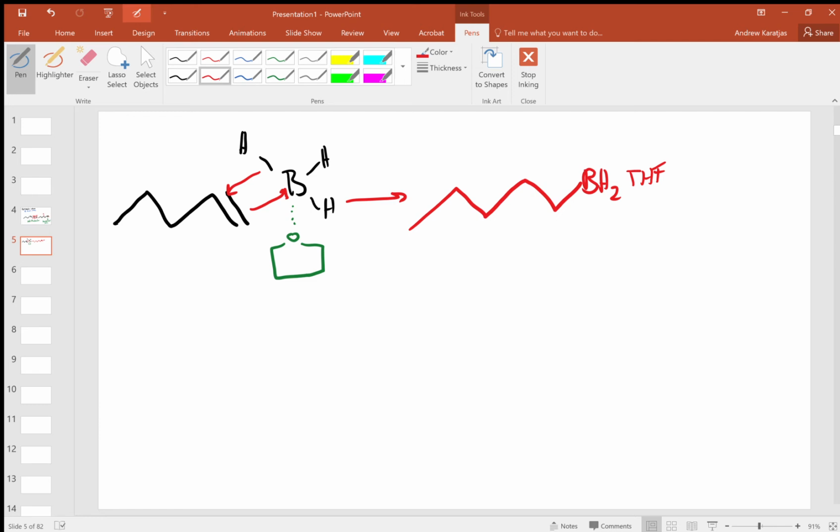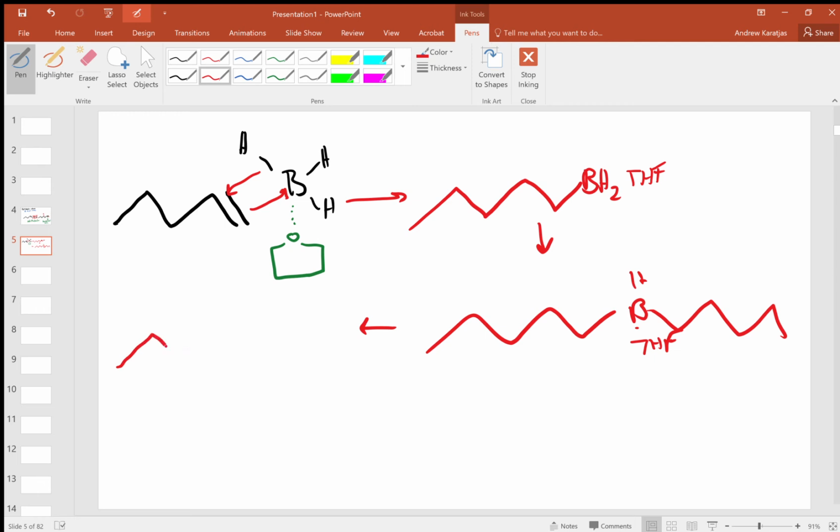But notice here that the boron still has two hydrogens attached to it. So this step can repeat to give us a dialkyl borane, and it can happen a third time, until that boron no longer has any hydrogens left. And so what we end up with here is a trialkyl borane.